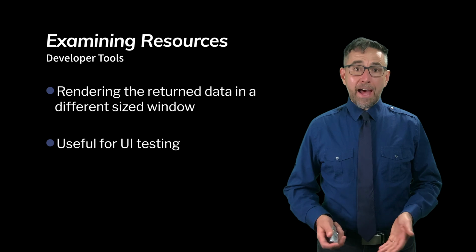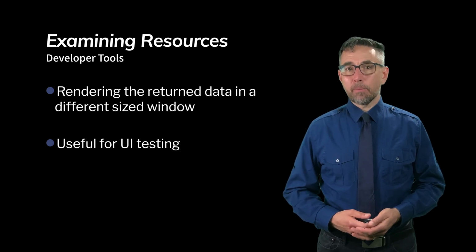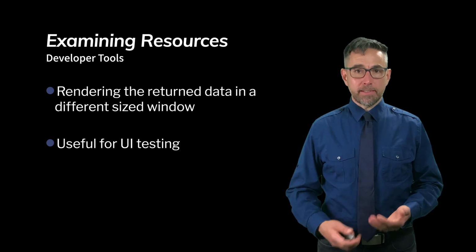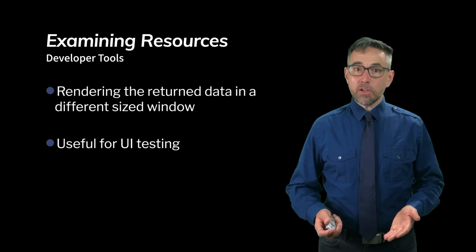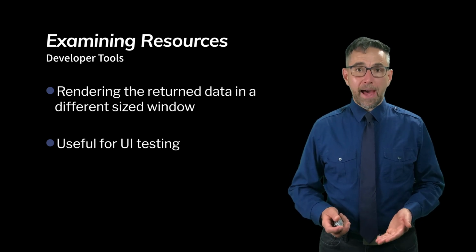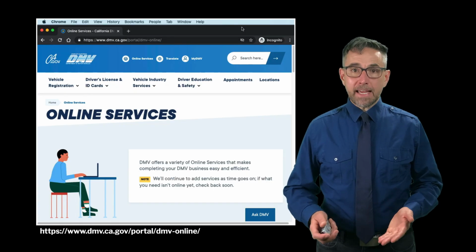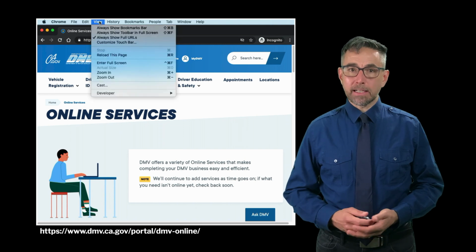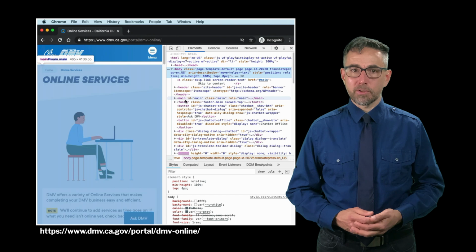Well, as you work in developing web applications, it's interesting to be able to see how your web content would be presented on different devices and in different screen orientations. You can use the developer tools in order to do that, and this is very useful for doing UI testing. So in order to get access to that, again, you start with the developer tools, perhaps by right-clicking and doing Inspect, or by going under View and Developer Tools.